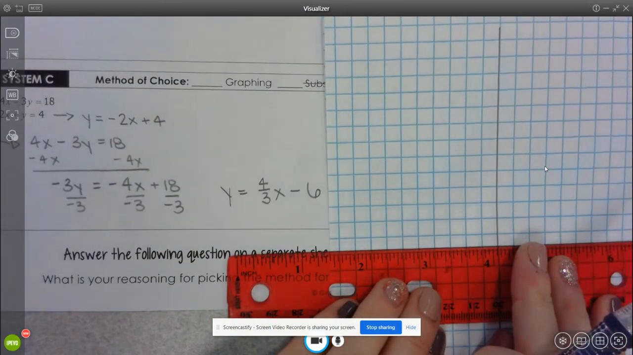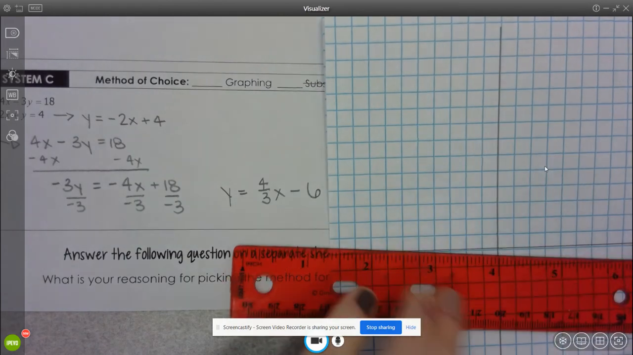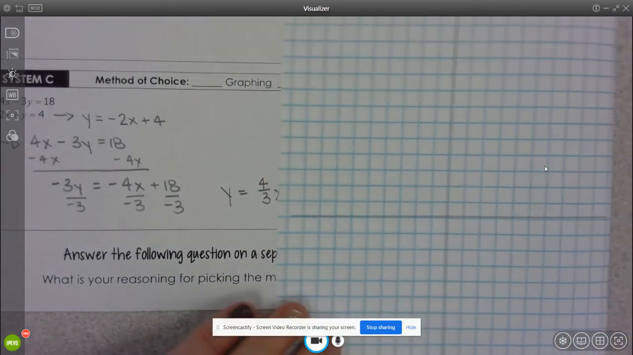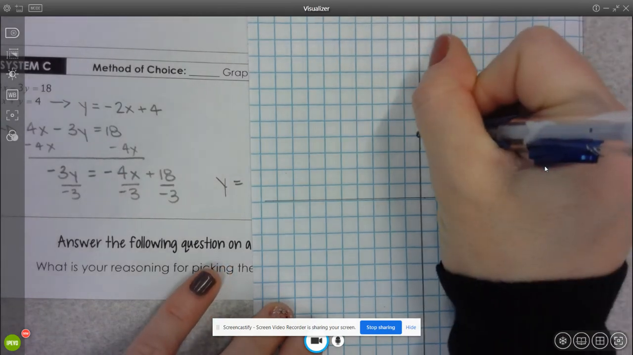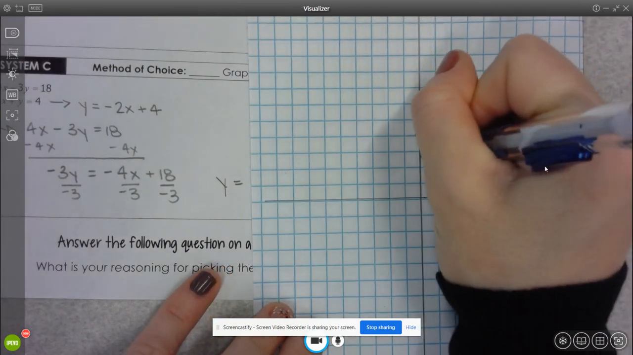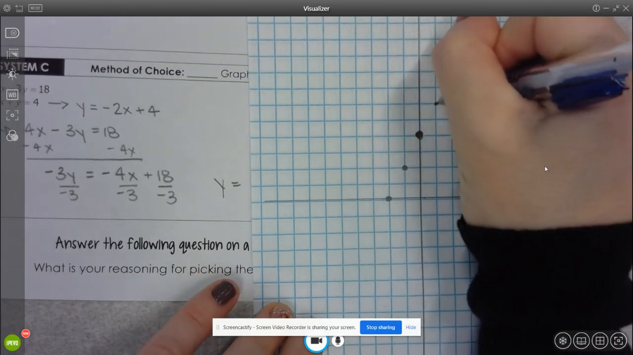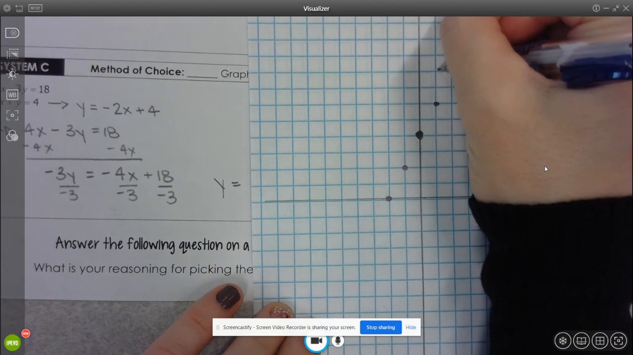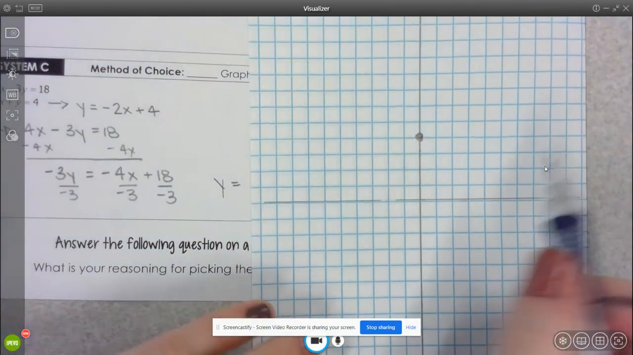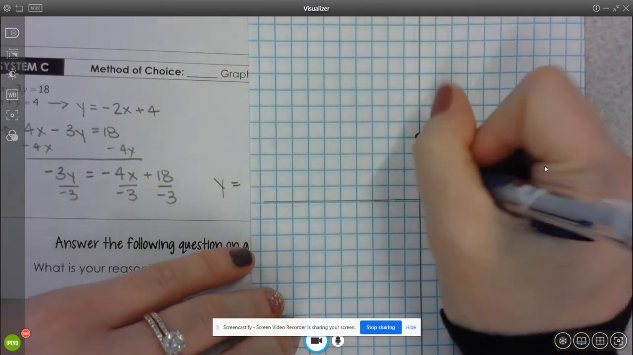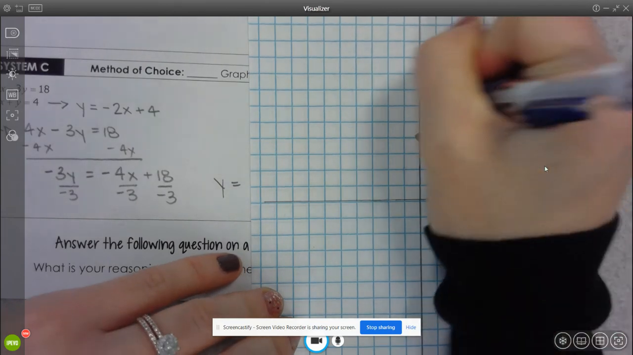All right, so let's start with negative 2x plus 4. So I'm gonna go up to 4. There's that. And I'm going to go down 2 and over 1, or up 2 and over 1. Oh, Lord have mercy. The slope is negative, Miss Hall. Go the other way.